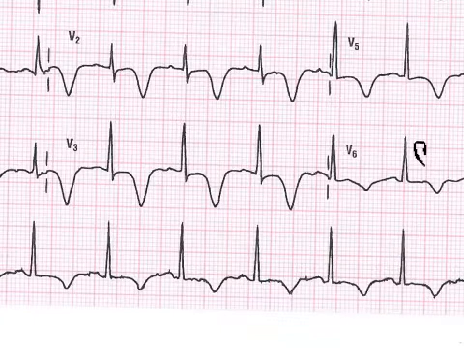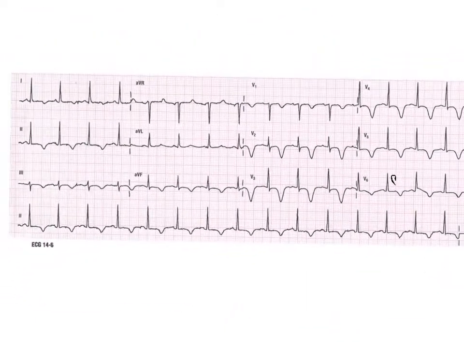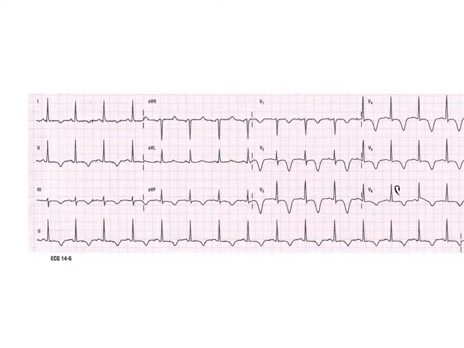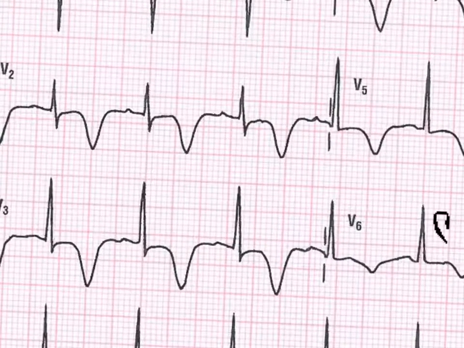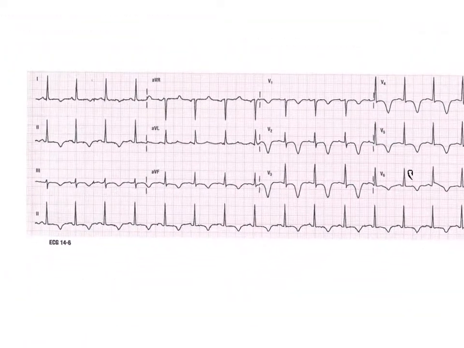Rate 300, 150, 100, just under 100. It appears to be regular. I have flipped T waves all over the place, including some very dramatic ones in the anterior leads. The P's and PRs are normal. QRS is normal. QT is a little bit long, probably. Yes, the QT is a little bit long.